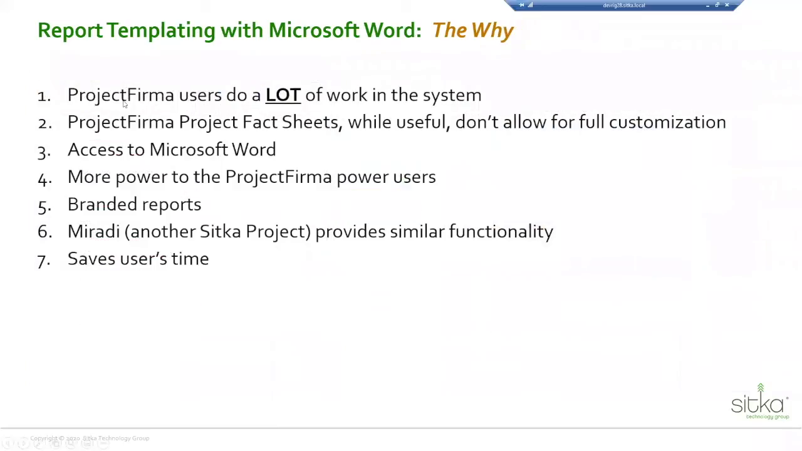Next is the why. I know I shouldn't have 7 things on one slide, but I felt they're pretty important and well to the point. The first one is that Project-Firma users do a lot of work in the system. Everybody here does a lot of work curating their projects and applications, and that means there's a lot of data in the system. And what do people do with data? Well, you might want to use it to inform your future decisions. And regarding the past, you might want to make reports about your accomplishments or statuses of your current work. So this is a way to help facilitate that.